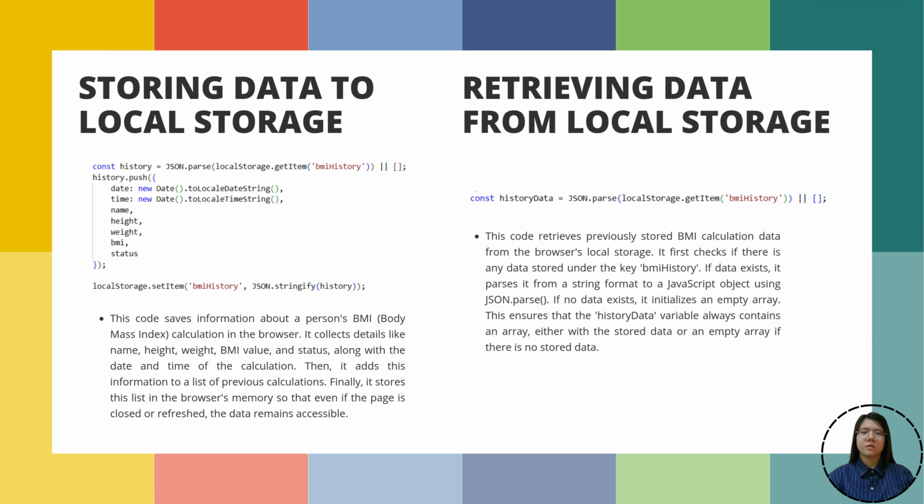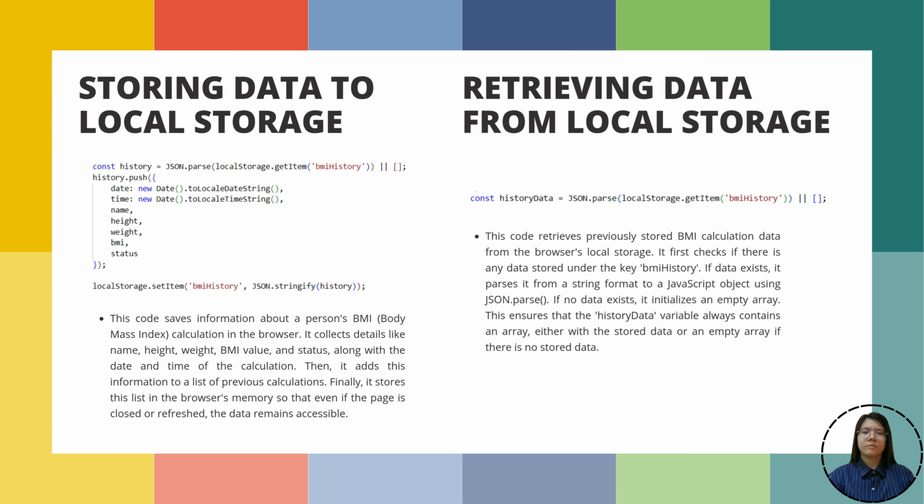Storing data to local storage. This code saves information about a person's BMI calculation in the browser. It collects details like name, height, weight, BMI value, and status, along with the date and time of the calculation. Then, it adds this information to a list of previous calculations. Finally, it stores this list in the browser memory so that even if the page is closed or refreshed, the data can still be accessed.